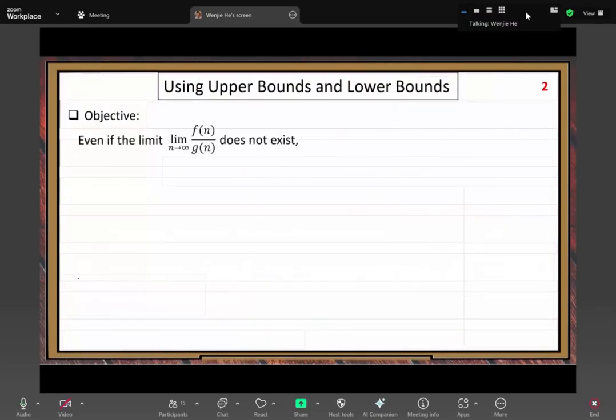Objective. Even if the limit does not exist, we can still compare growth functions. But we need to find a way to do it. So we want to compare without using the limit tool. How to do it?